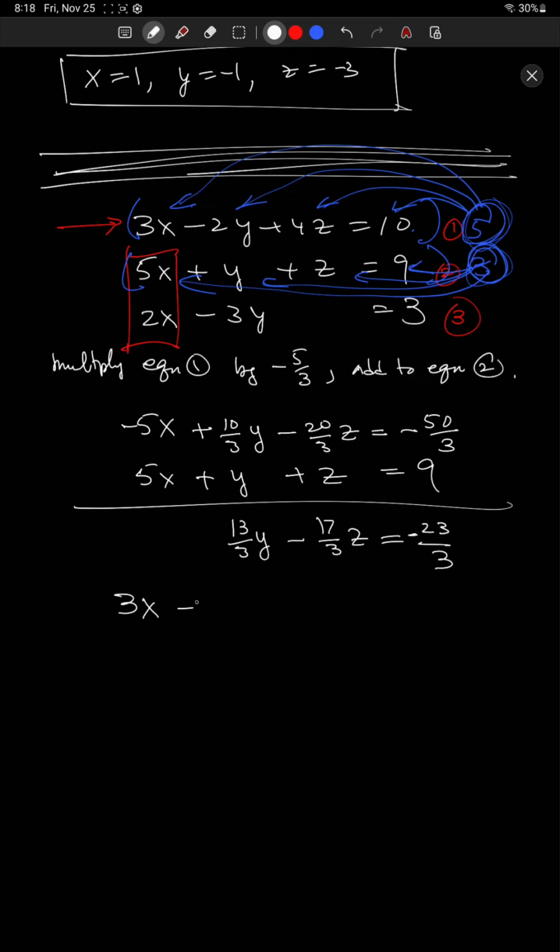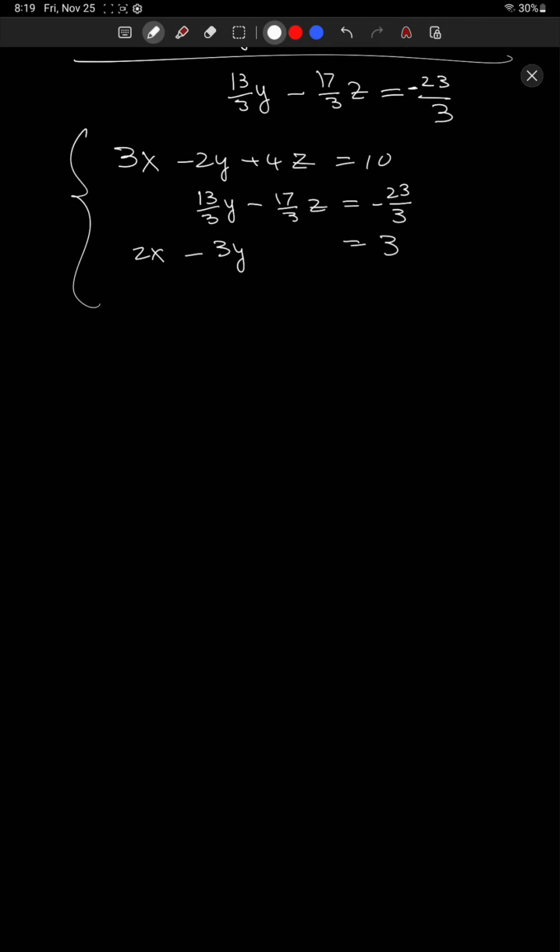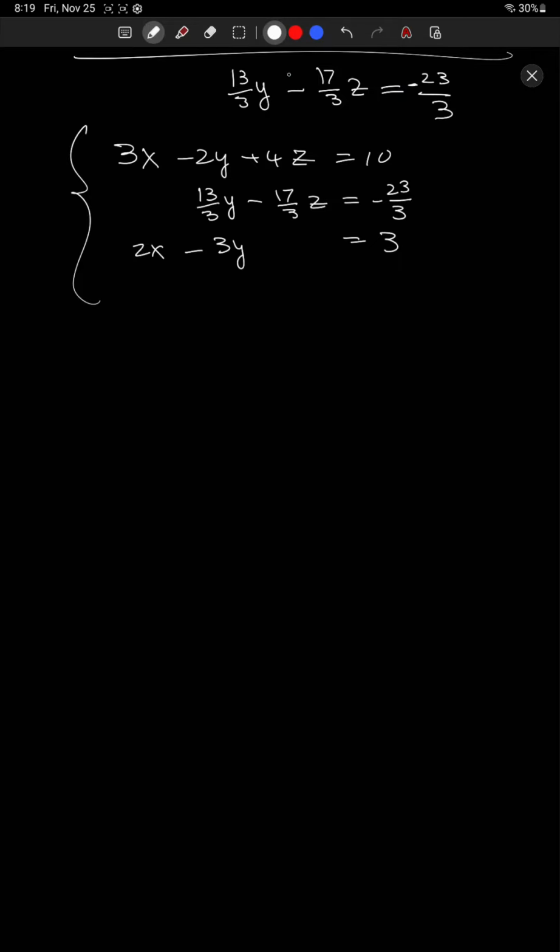So our new equations can be 3x minus 2y plus 4z equals 10. Our new equation, that was our first equation, no change. Equation 2 becomes 13 over 3y minus 17 over 3z equals minus 23 over 3. And then equation 3, no change. Minus 3y equals 3. All right. And now probably you should pause and just think about how you would use equation 1 to clear equation 3 before I tell you.